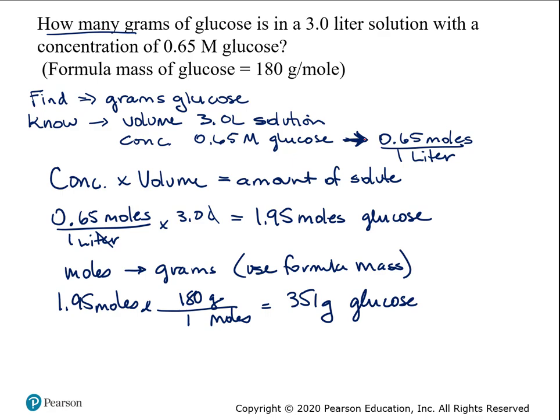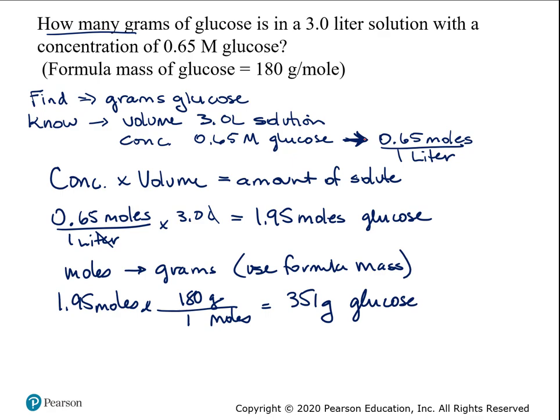Concentration times volume tells you how much of your solute. So 0.65 moles per 1 liter times 3 liters tells me I have 1.95 moles of glucose. Now that I have 1.95 moles of glucose, don't do any rounding, right? You don't want to end up rounding to the very end.